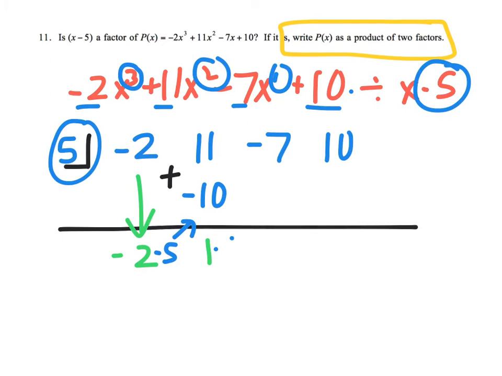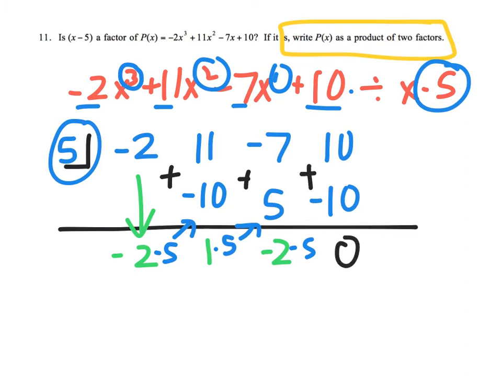Again, we're multiplying that by the thing in the box. 1 times 5, the answer goes here, it's 5. We're adding, so negative 7 plus 5 would give me a negative 2. And then again, we're going to multiply by 5. Give me a negative 10. We will add 10 plus 10 is 0. Now that last number is going to be your remainder.